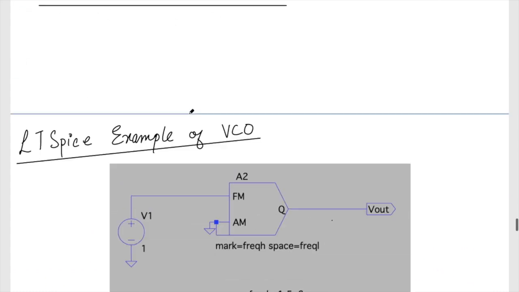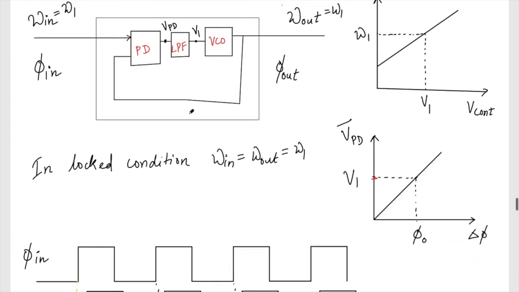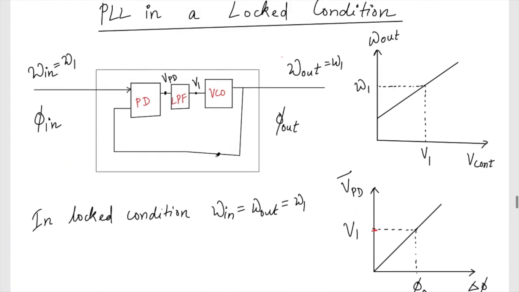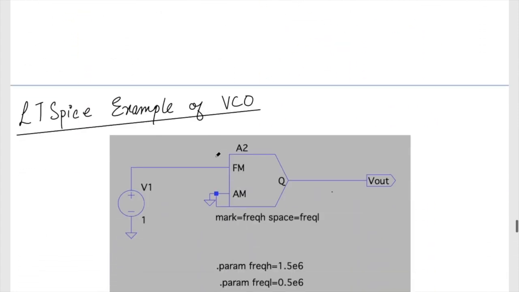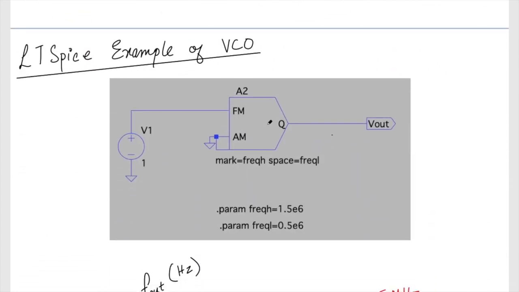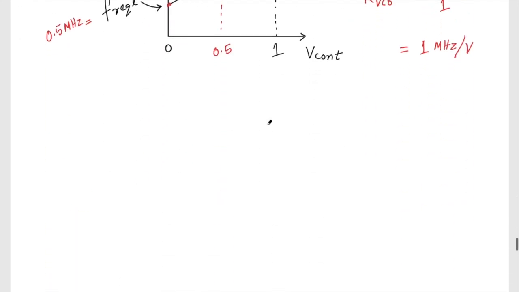In the previous video, we discussed the characteristics of the VCO, and we also saw the PLL in a lock condition. How does it look? And we also saw an example of a VCO in LTspice. So today we will discuss the type 1 PLL and its loop dynamics, and we'll also see its simulation in LTspice.